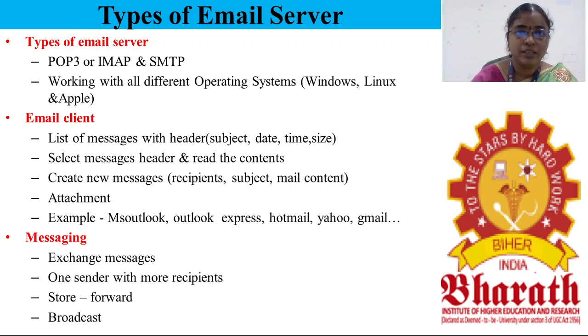Then the types of email server. There are three different types of email server available. The first one is the POP3 server. Otherwise we use the IMAP server for handling the incoming mails. The next one is the SMTP server, which is going to handle the outgoing mails. These email servers work with different operating systems. It may be Windows or Linux or Apple systems.